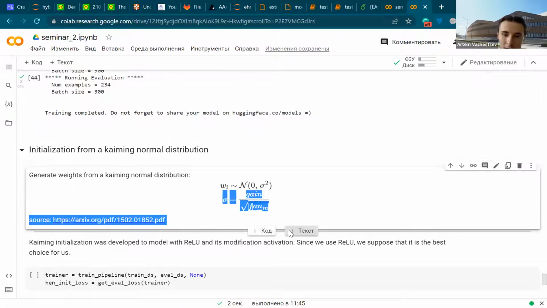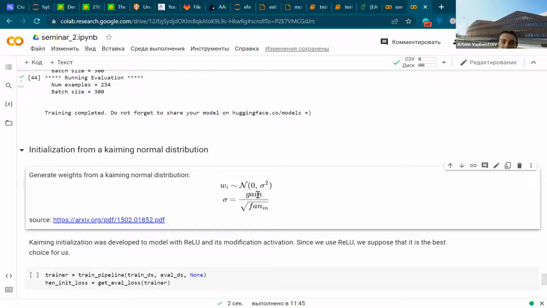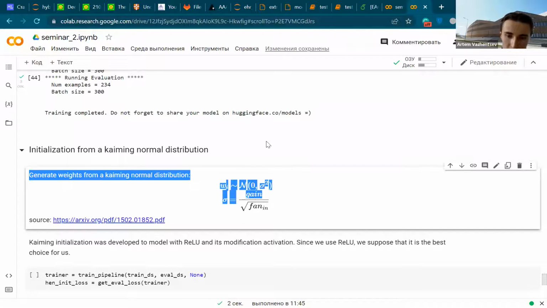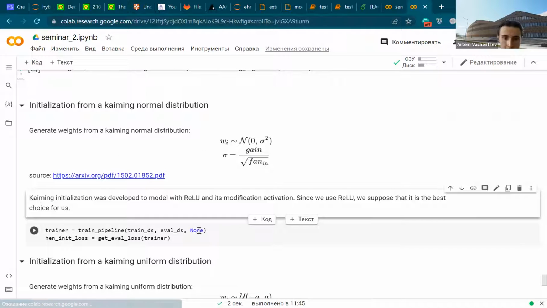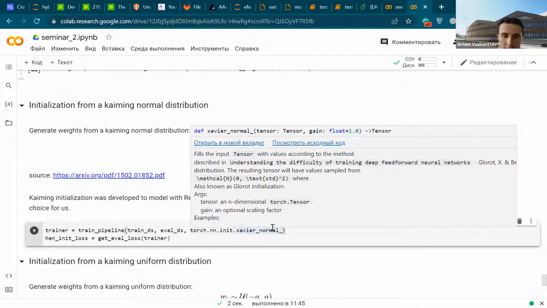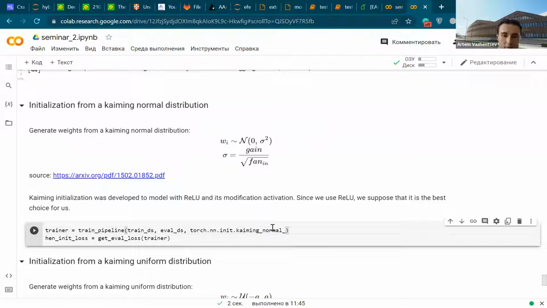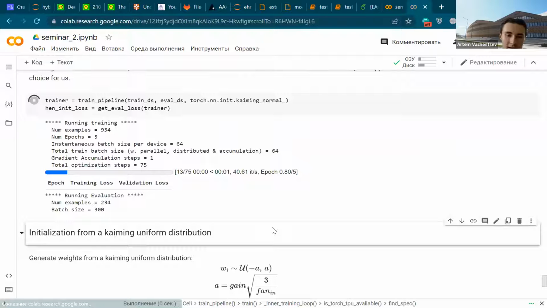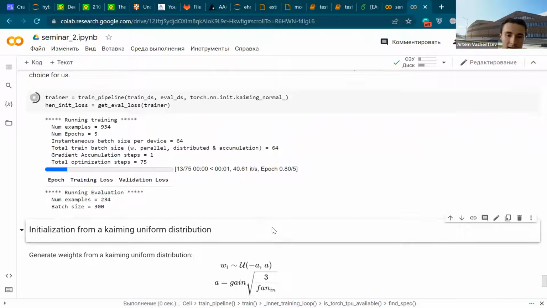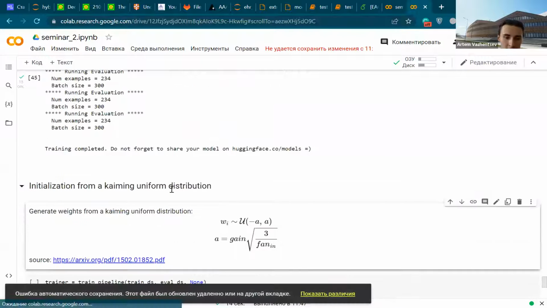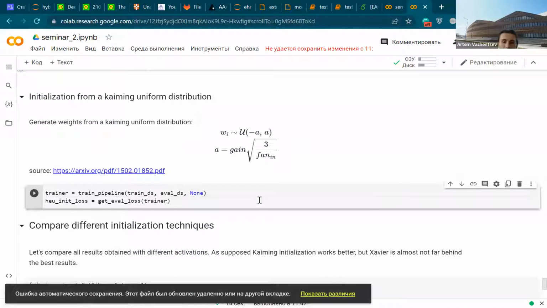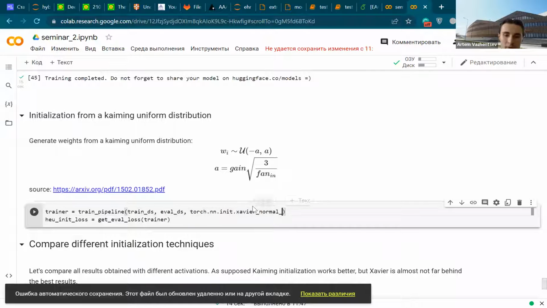Here we can also see how we compute our variance. It's the same gain, a scaling factor, which depends only on our activation, our linear layer, and the number of input features. And in the same way, we can use the uniform function to initialize. And one more time, we can apply these values for the uniform distribution and use Kaiming uniform for initialization.